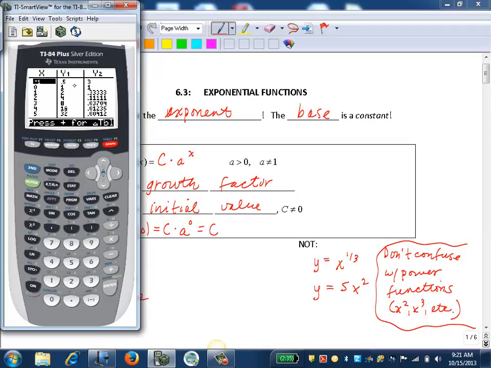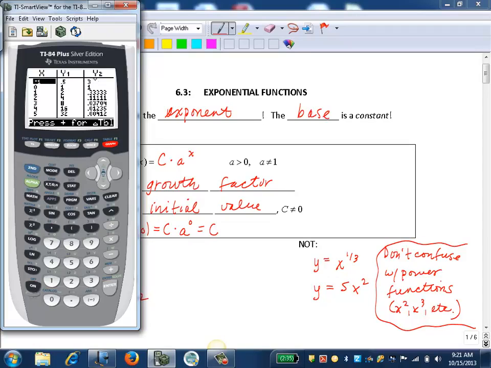Okay, so we can see y1 here, this is the 2 to the x function. As we move up one x value, so I go from -1 to 0, 0 to 1, 1 to 2, if you notice, we're doubling. So I have a 0.5 here, a half. I double it and get 1. I double 1 and get 2. I double 2 and get 4, etc. So this is our 2 to the x function. So the growth factor of this function, the base, is 2. That's the growth factor because every time x increases by 1, the y value is growing by a factor of 2.